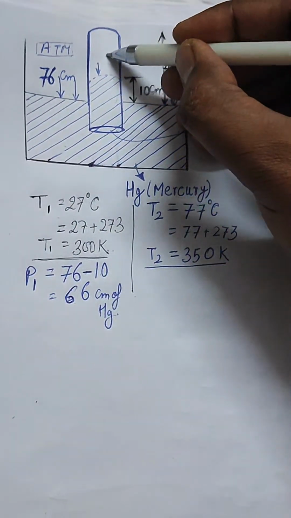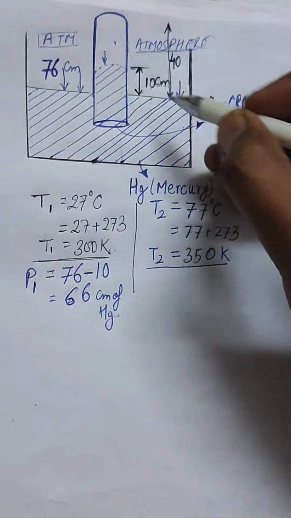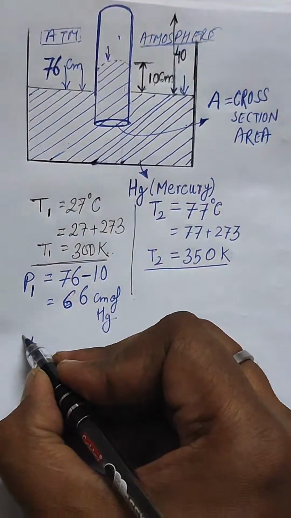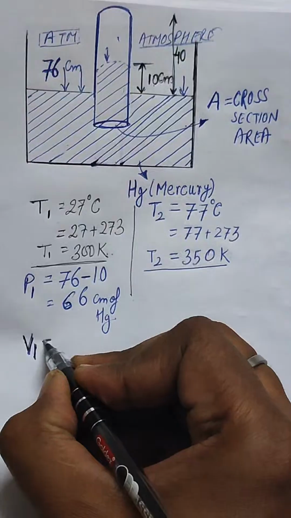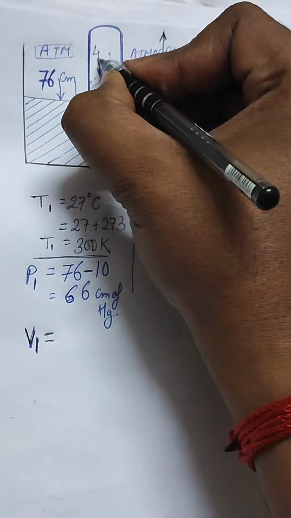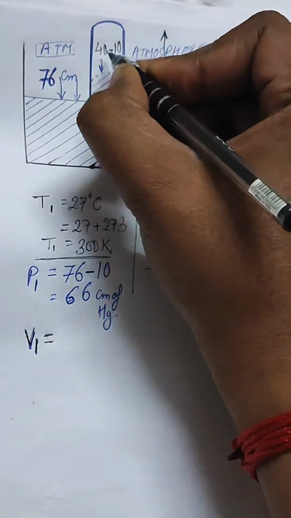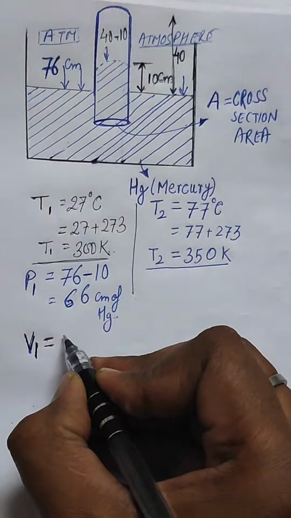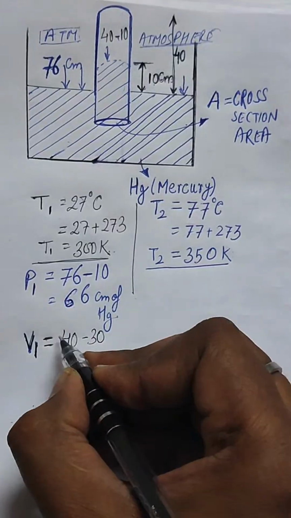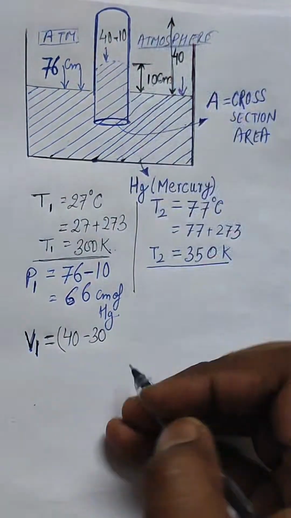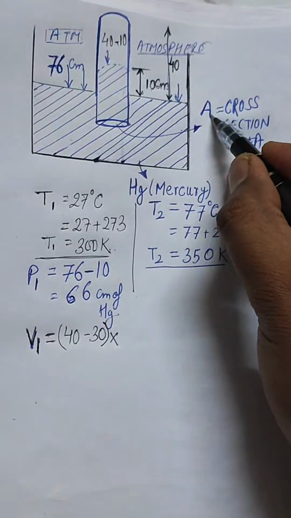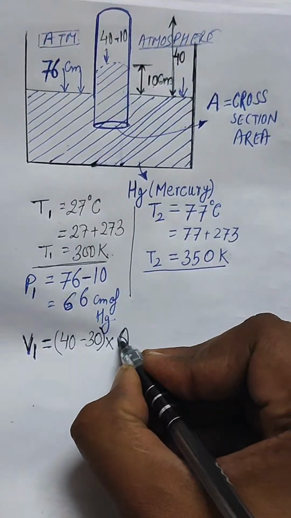Volume of this pressure will be 40 minus 10. So let me write it. V1, changing the color of the pen, V1 will be equal to this 40 minus 10. This is 40 minus 10, right? So this is coming as 40 minus 10. This is the height. First let us consider the height. So this will be 40 minus 10 multiplied by this cross sectional area, isn't it? This will give you the volume.